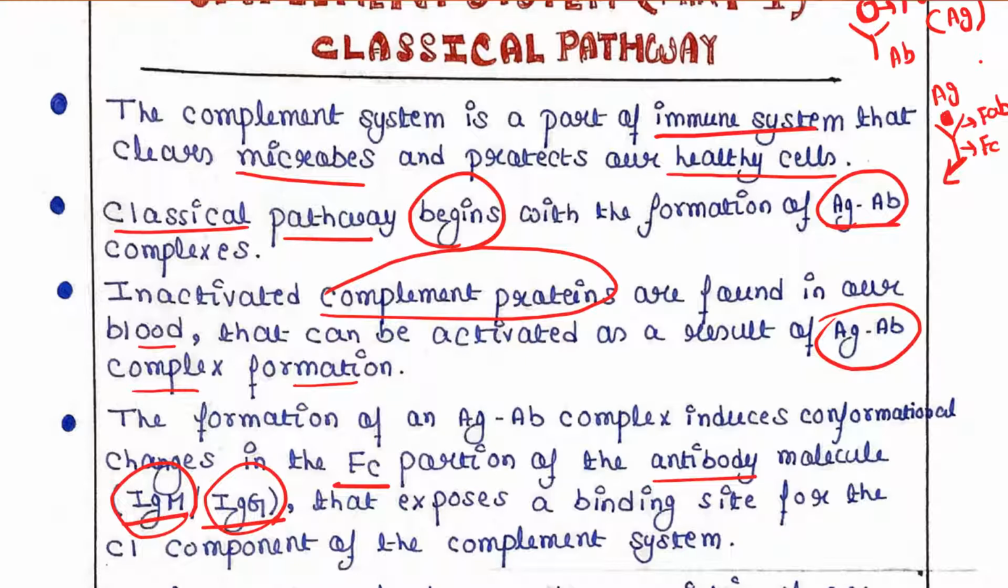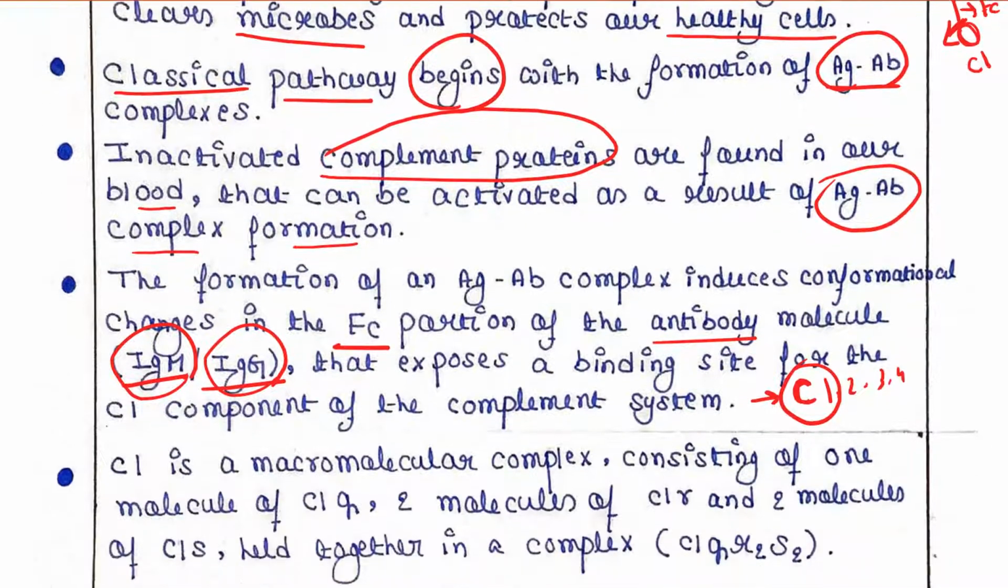So the complement system contains a huge number of proteins, and these proteins are named C for complement, and then we put numbers like 1, 2, 3, 4 after the letter C. Among them, C1 is a complement protein that will bind the Fc region of the antibody that is bound with the antigen.